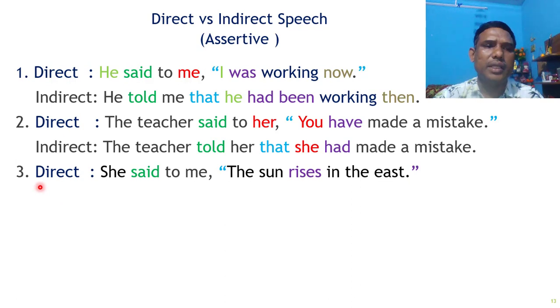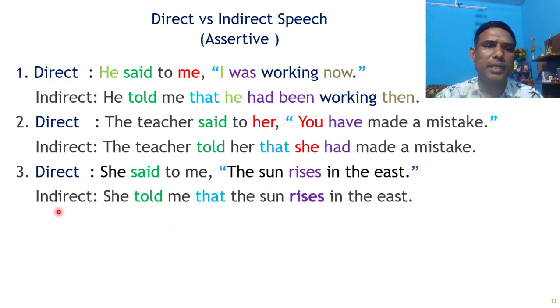Number 3. Direct: She said to me, the sun rises in the east. Indirect: She told me that the sun rises in the east. The reporting verb said has been changed to told. The word that has been used as a linker.